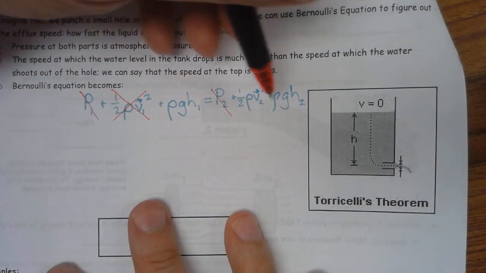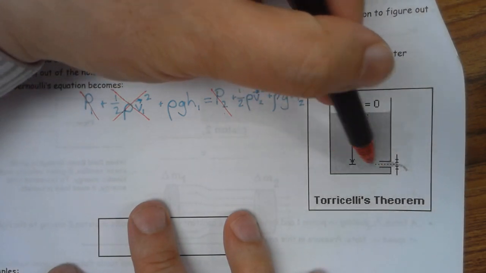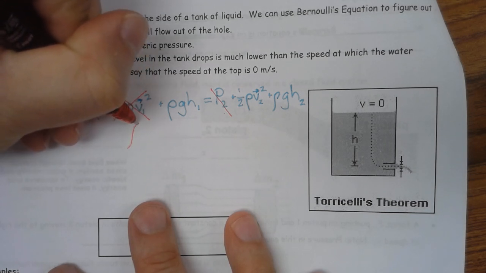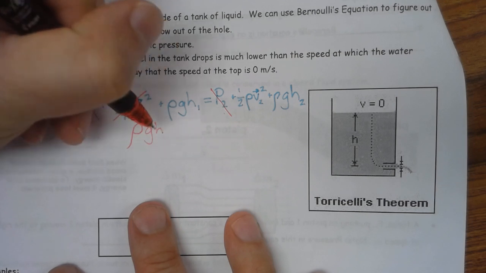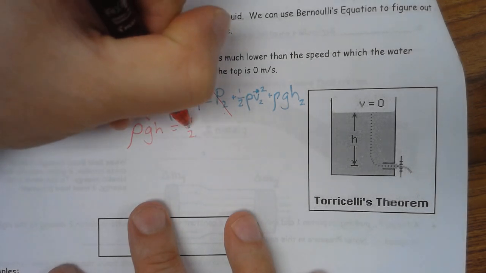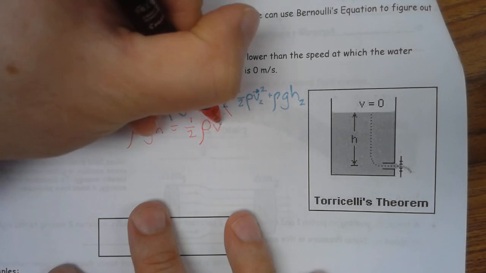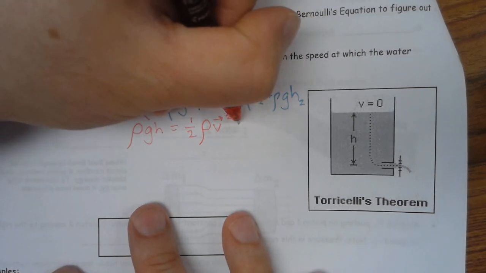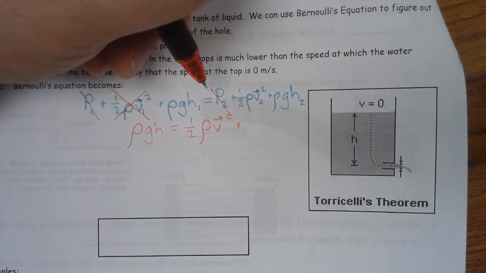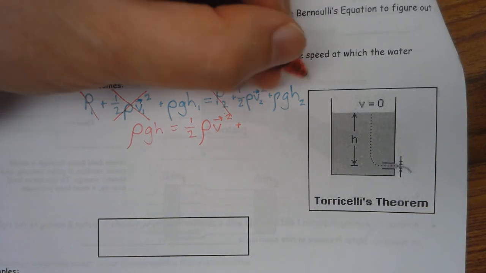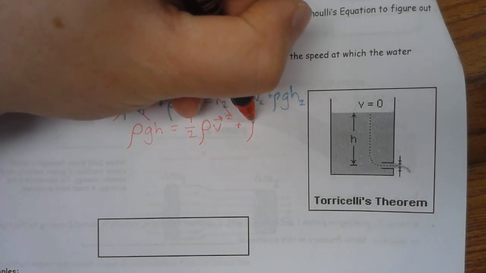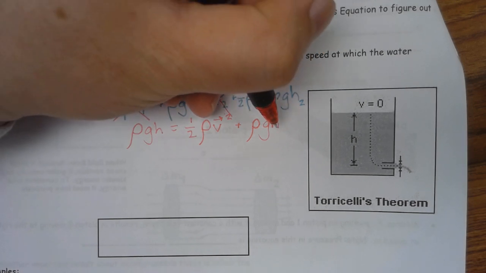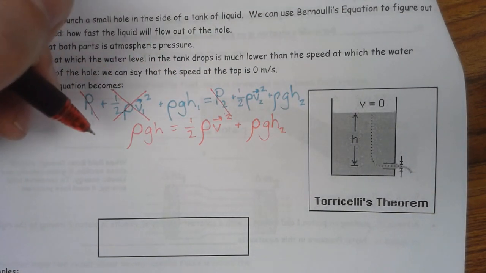Height 1 is the height of the tank. Height 2 is going to be this hole, okay? So that we have the density of the liquid, gravity times height equals 1/2 the density of the liquid and the speed that it's shooting out the hole squared. Is it the middle of the hole, the bottom of the hole, or the top of the hole? The hole will be small enough that it's just the hole in general. Okay. Plus the density of the liquid times gravity times the height of where the hole is, right?